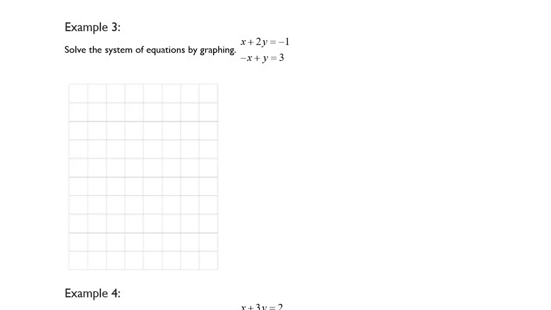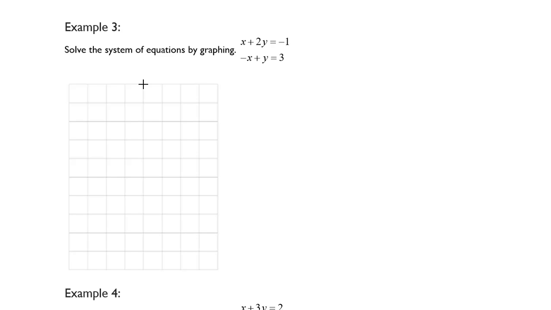Hi everyone, welcome back to example 3. We're going to solve the system of equations by graphing and find out what happens. In this particular scenario, I'm going to show you what happens when things don't work out exactly how you were hoping they would and how to work through that process.